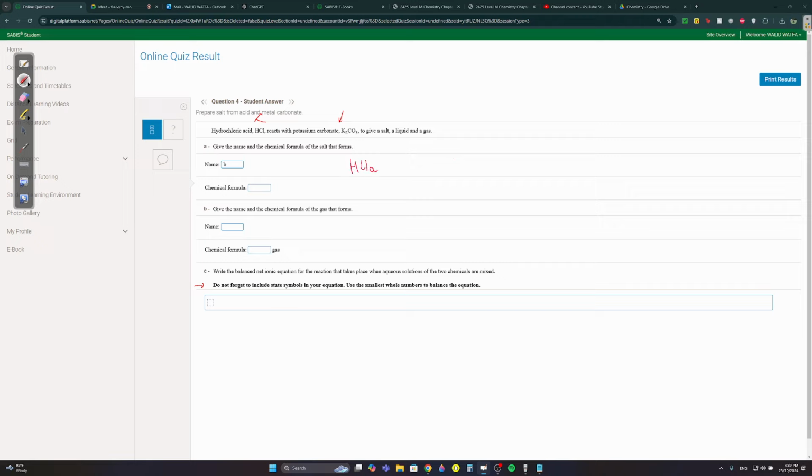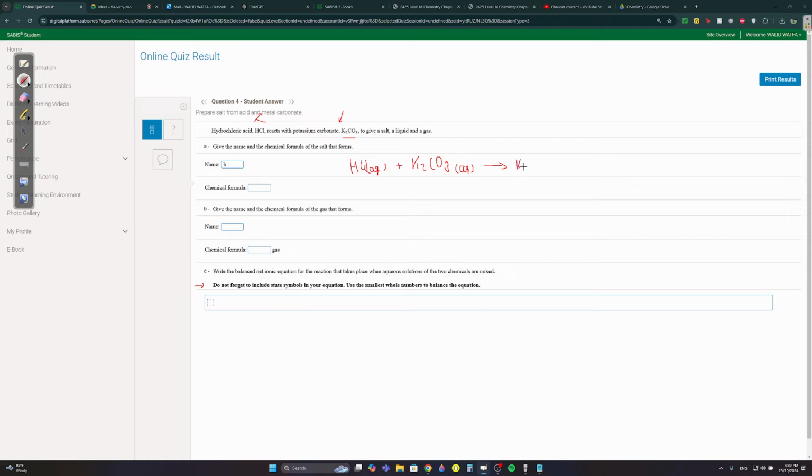HCl, obviously it's aqueous. All acids and bases are aqueous, unless they specify otherwise, unless they say it's liquid HCl or something like this. K2CO3, again, if it's a carbonate and they don't mention it, it's aqueous. If they don't mention it, it's just aqueous, unless they say solid or lumps. Lumps means solid. To give a salt, we know what the salt is, right?